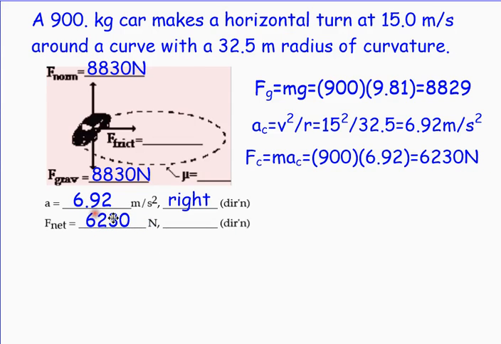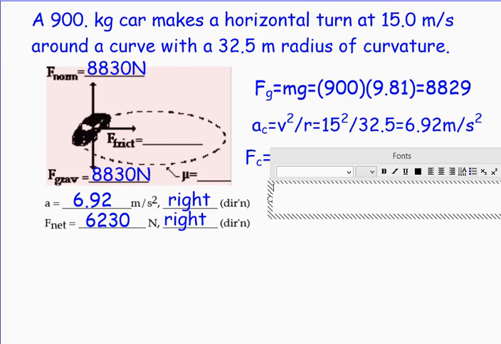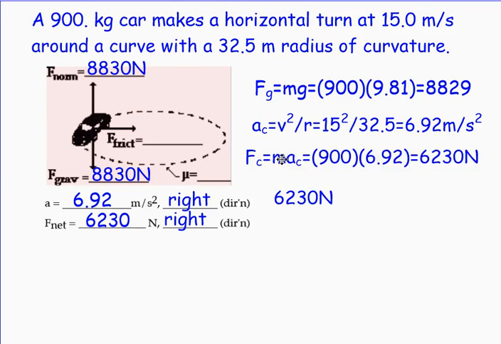So 6,230 newtons to the right is my net force, which is also equal to the centripetal force, which is the force due to friction. So 6,230 newtons is also the force due to friction. So again, the upward and downward force are canceling each other out because it's not accelerating upward or downward. So the net force is the centripetal force, which is caused by friction in this case.